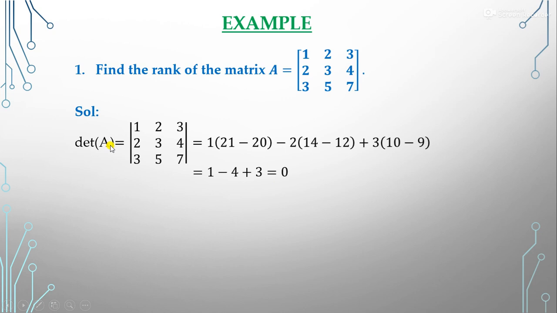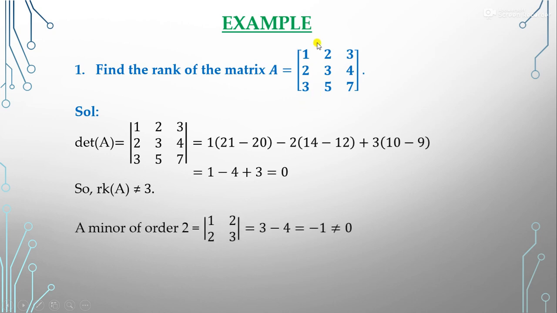Now because the determinant is 0, it means that its rank cannot be 3, right? Because determinant is 0, its rank is not 3. Now if the rank is not 3, what will be the rank? The rank may be 2 or 1, because rank 0 is not possible. So now check for rank 2.